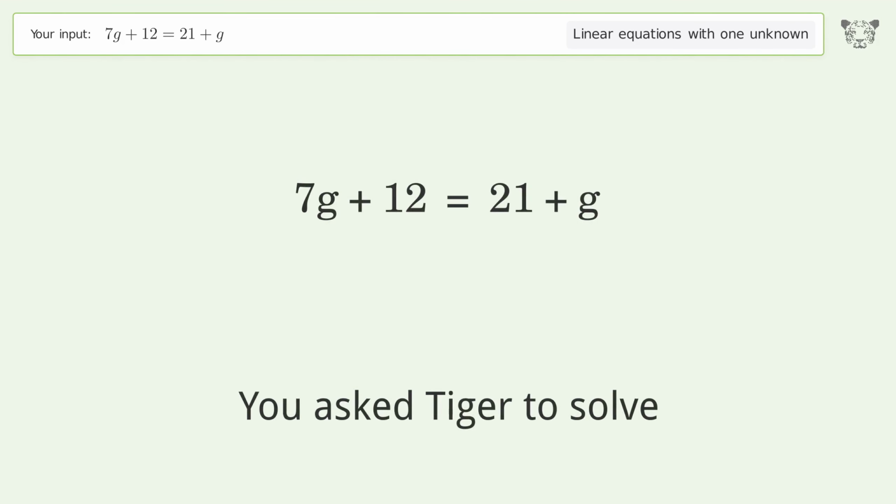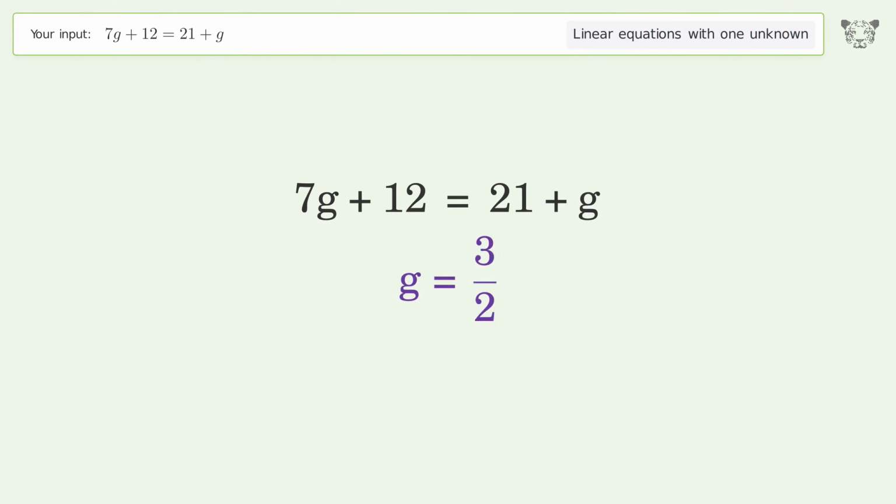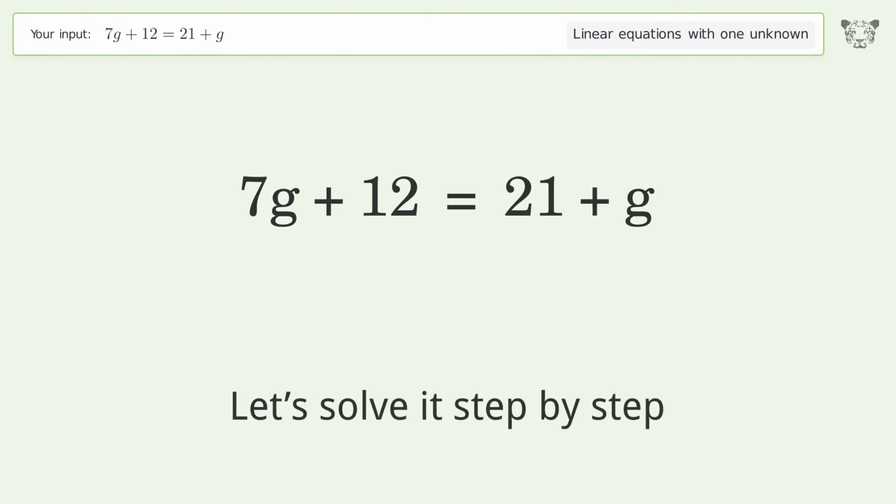You ask Tiger to solve. This deals with linear equations with one unknown. The final result is g equals 3/2. Let's solve it step by step.